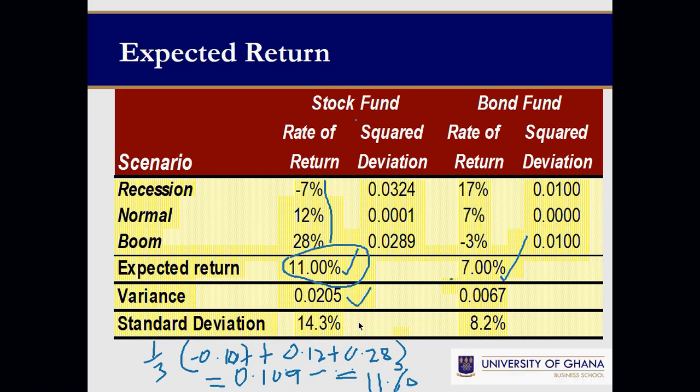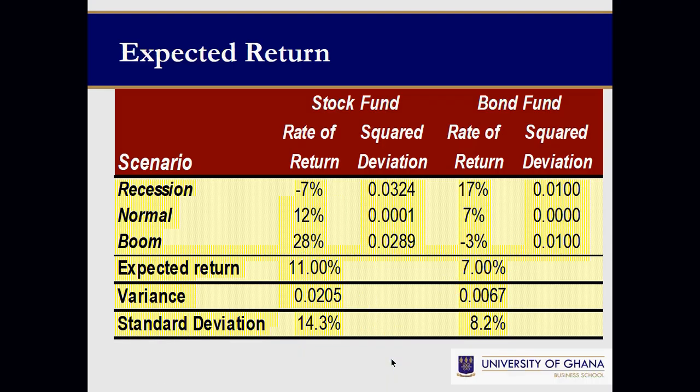The variance is basically how far the rates of return are from the mean, right? So now let's solve for the variance. If we want to solve for variance, we first need to compute the mean. The mean is basically adding all these and then dividing by the number of scenarios. We have recession scenario, normal scenario, and then boom scenario. So we have 3 scenarios.